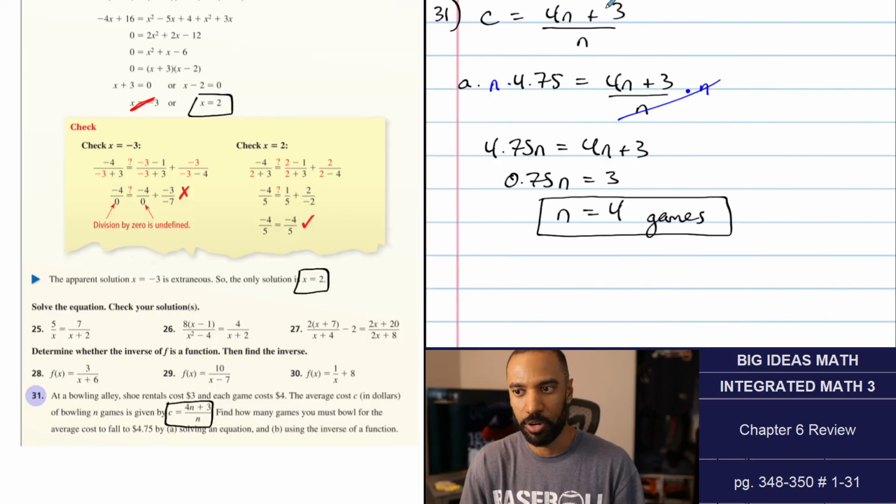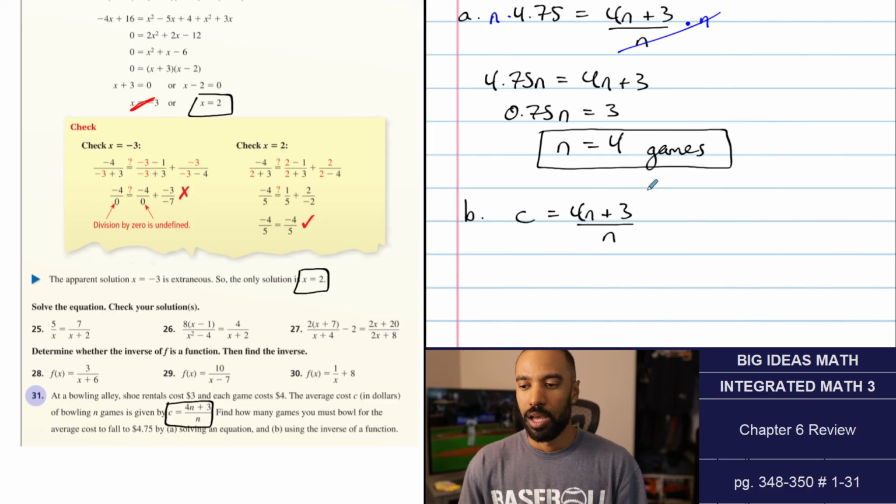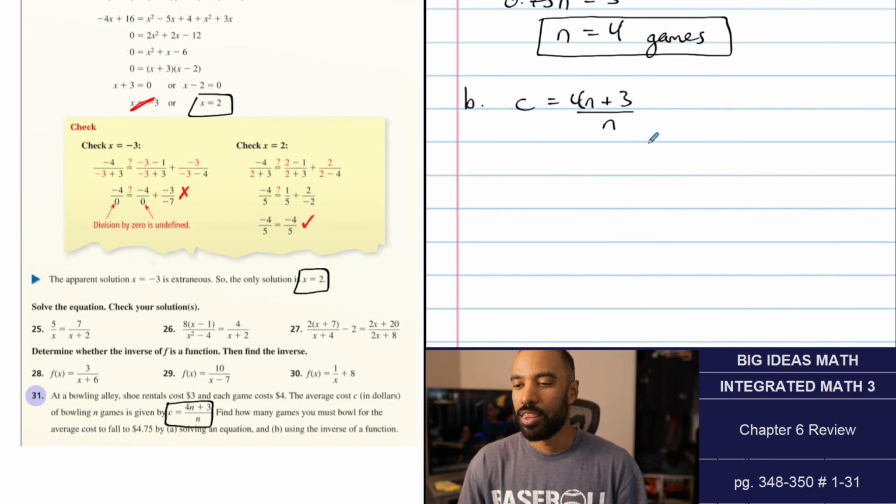And the average changes per game because that upfront cost makes this not a direct variation situation. Now that's part A. Part B says get n by itself otherwise and then do your substitution for this. Now, there are 2 different ways you can do this.